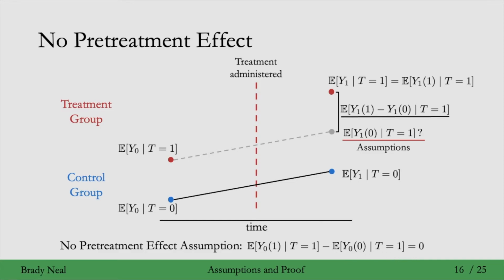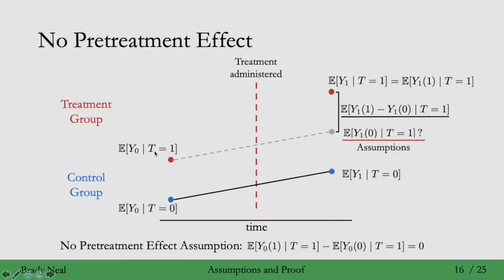We'll see a more clear use of this assumption in the proof that's coming up shortly. And it might seem obvious, like this assumption should always be satisfied. So what is this assumption saying? It's saying that there's no treatment effect here in the treatment group before the treatment's been administered, that there's no treatment effect there.